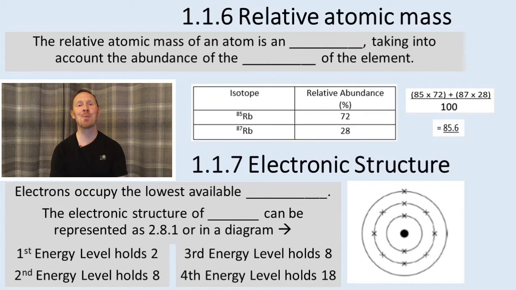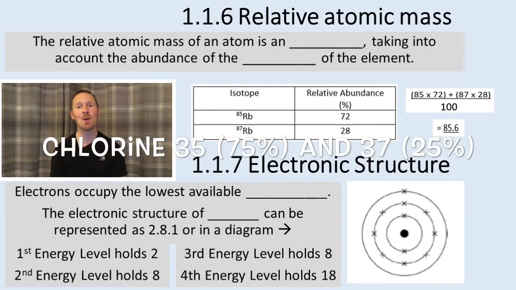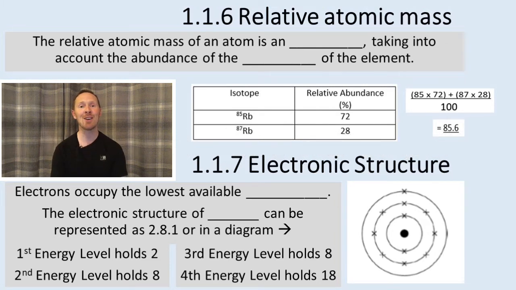Another example you'll come across is this. The most common isotopes of chlorine are chlorine-35 and chlorine-37. On average, there's 75% of chlorine-35 and 25% of chlorine-37. So the calculation would be 35 times 75 plus 37 times 25, divided by 100. If you do that on your calculator, you'll get the answer of 35.5, which is the mass you'll see recorded in the periodic table.